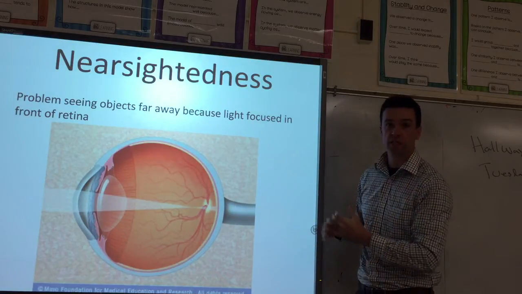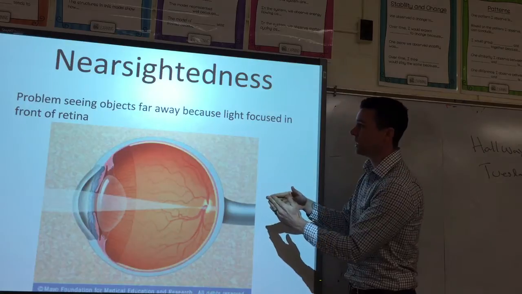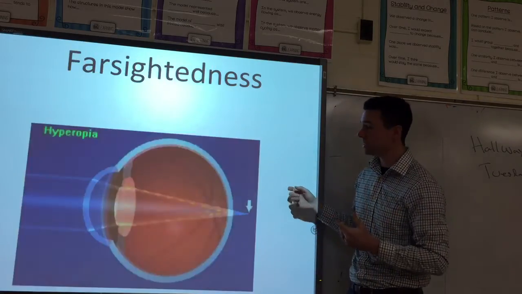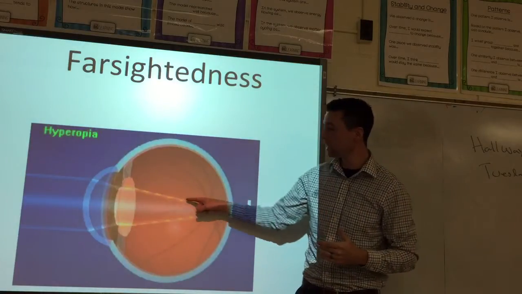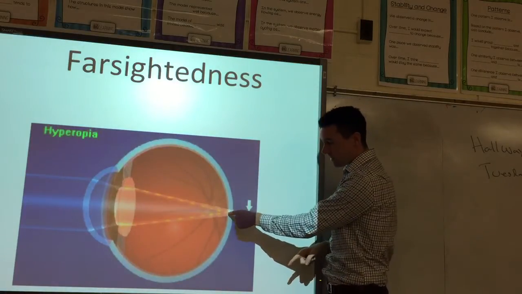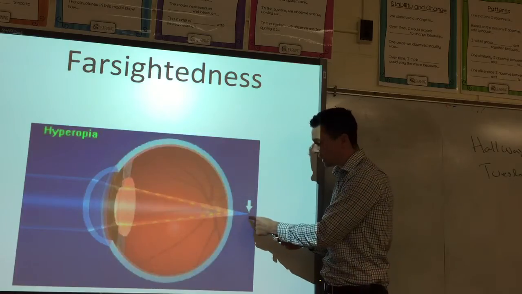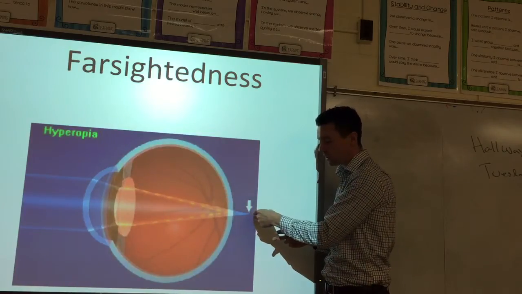So this is what nearsightedness is: it converges too early, and then ultimately you can't see things that are far away. And farsightedness is basically the opposite. These light rays come in, and same idea, instead of meeting at the sharp point right here, it meets basically in the back of your eyeball. That's where the light would converge if it could.